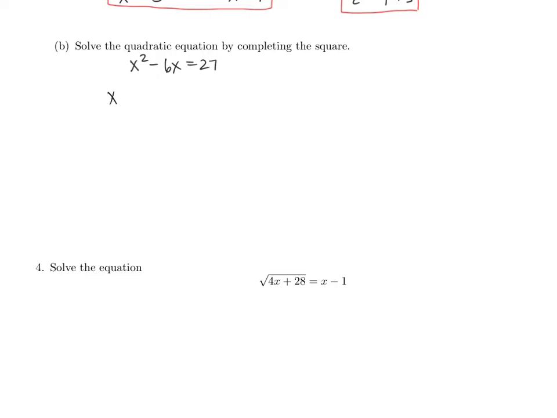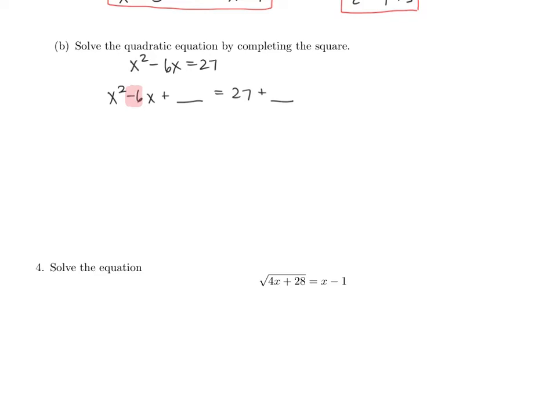What I want to do is make the left-hand side factorable. And in fact, I want it to be a perfect square trinomial. So what that means is I need to fill in a blank on the left so that I'll have a trinomial that will factor. But whatever I do to one side of the equation, I have to do to the other to keep it balanced. So what you want to do is put a plus blank on both sides.